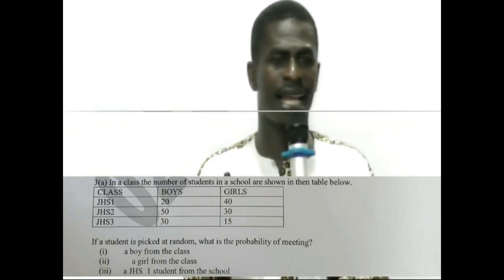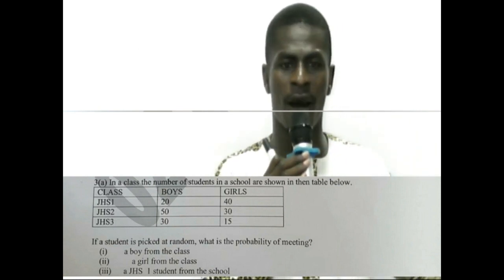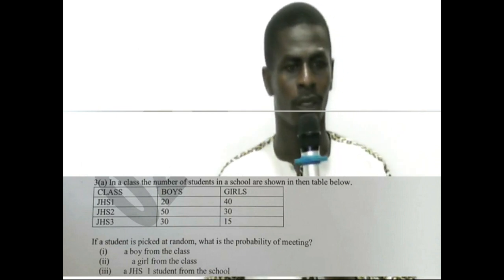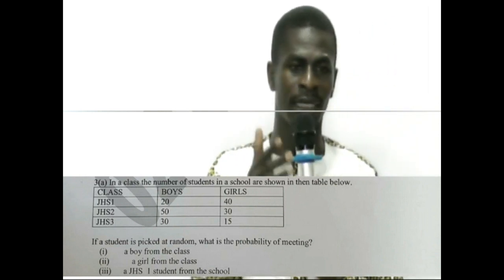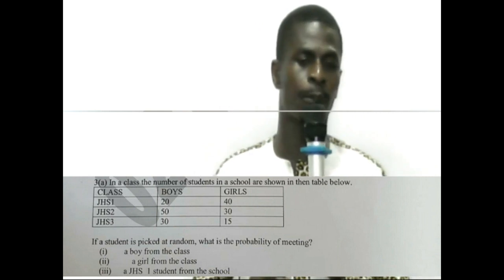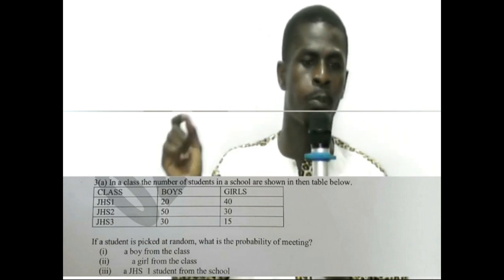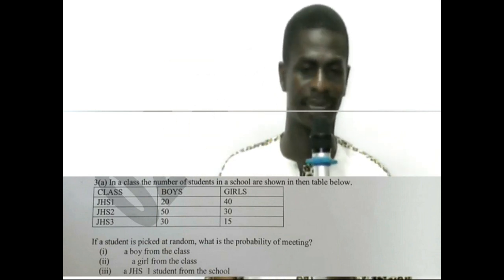Now question 3 says that in a class, the number of boys and girls in the school are shown in the table below. So you have class, boys and girls, and then you have JHS 1, JHS 2, and JHS 3. It says that if a student is picked at random, what is the probability of picking a boy from the class?